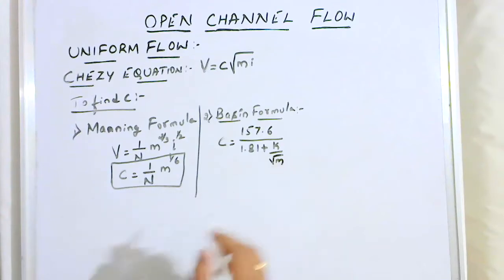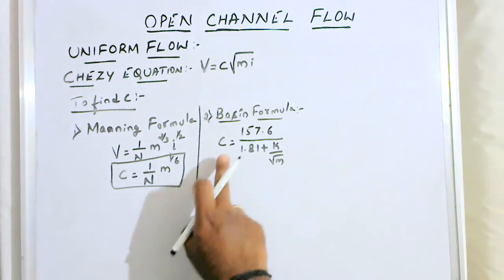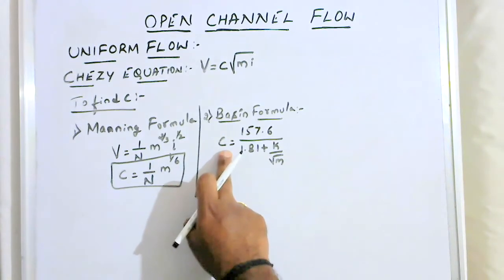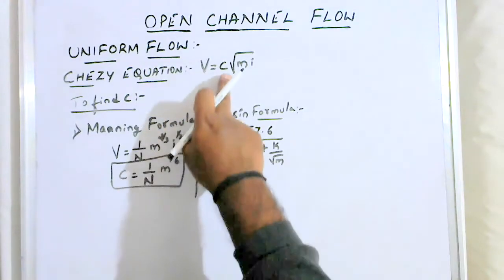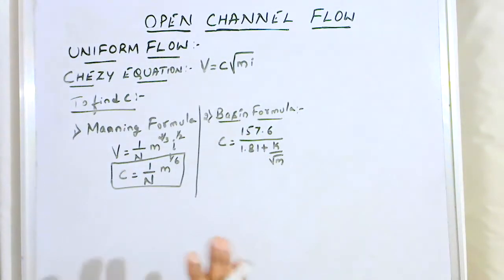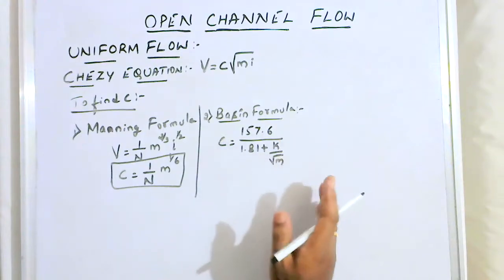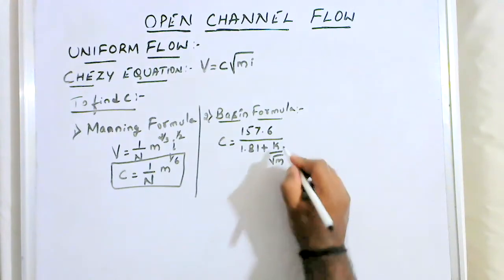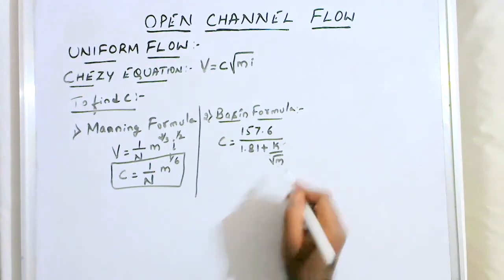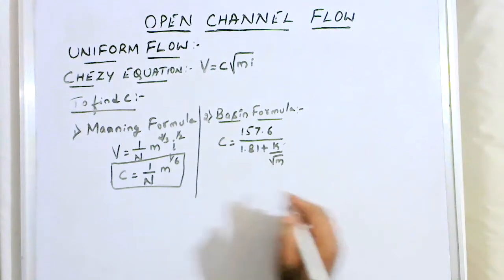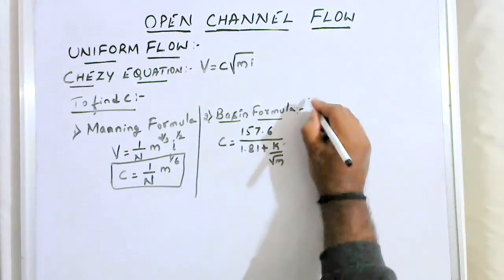These all are empirical formulas only, so no need to go through the derivations of this and all. Just remember the equation. This C is important in case of Chezy's equation. This C is found out by any one of the formulas based on the data given in the problem, where K is called as Bazin's roughness constant, or simply a roughness constant, that is K. M is hydraulic mean depth. This is the second formula, that is Bazin's formula.